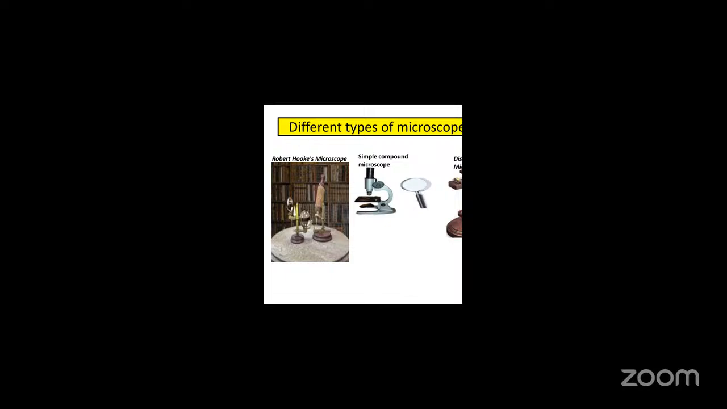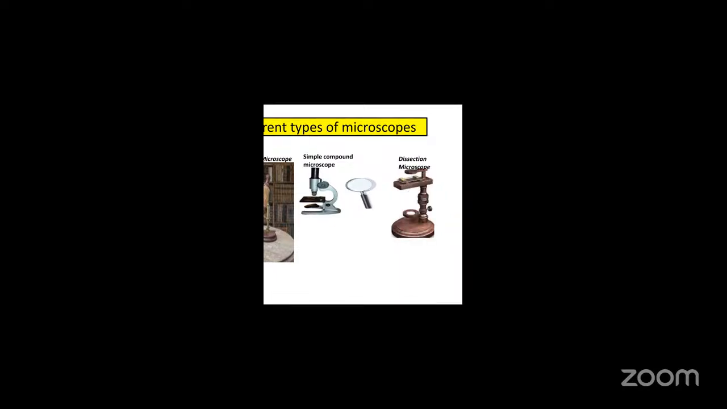Now, Robert Hooke was the first scientist who tried to develop the simple microscope. Then came the compound microscope. Like this, different types, and even the dissection microscope. But these types of microscopes gave only a basic idea about the structure of a cell, because the internal details, the different organelles present in the cytoplasm, could not be visualized under the ordinary microscopes.